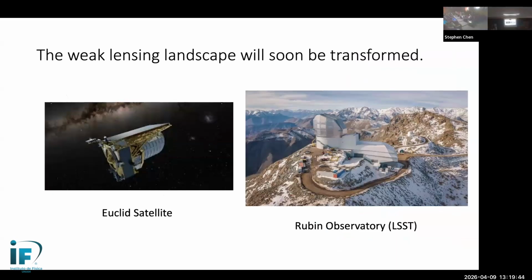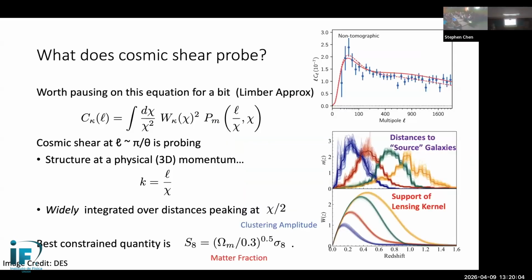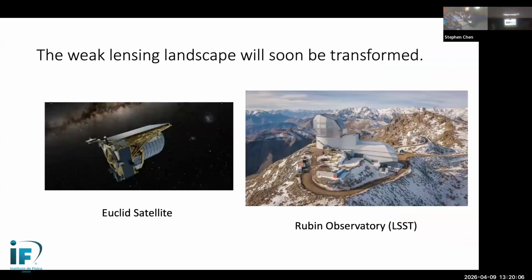Before I go on, I just want to mention that it's an interesting time to be looking at this because the weak lensing landscape will soon be transformed by, for example, the Euclid satellite and Rubin Observatory, both of which are currently taking data. I think there are people here who work on Rubin. I don't know if there are people here who work on Euclid, but these will both be transformative experiments compared to this measurement, which is the best so far that we have.